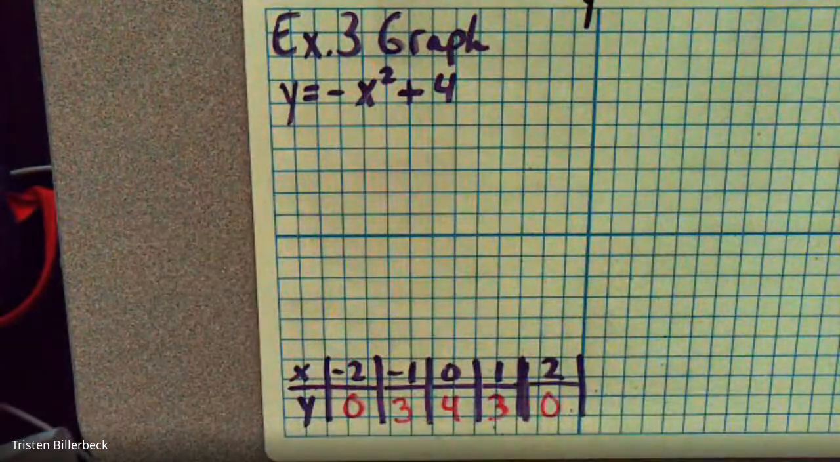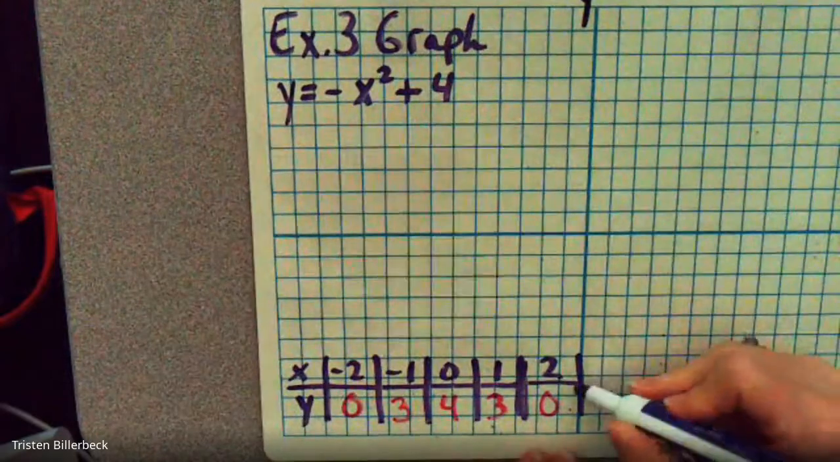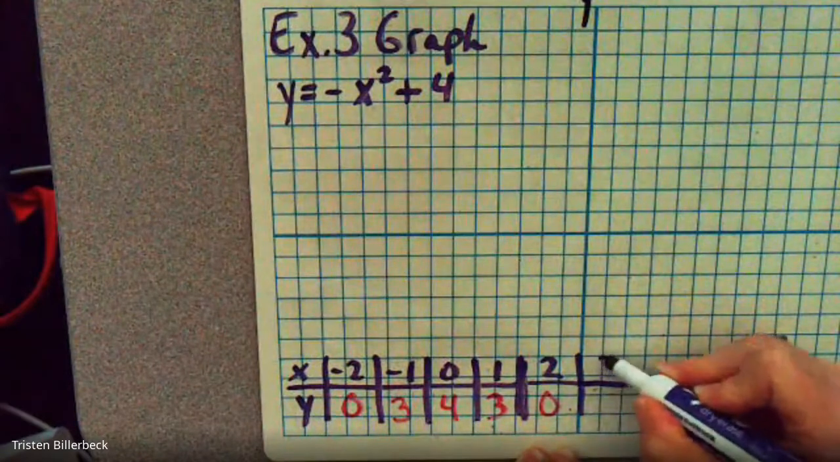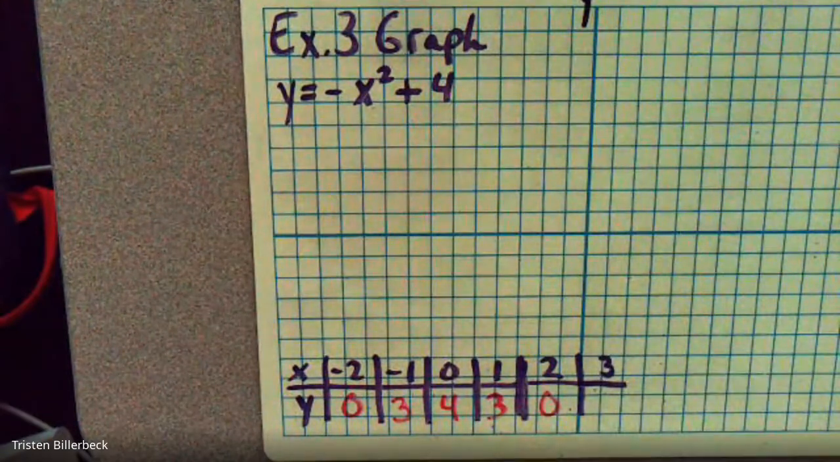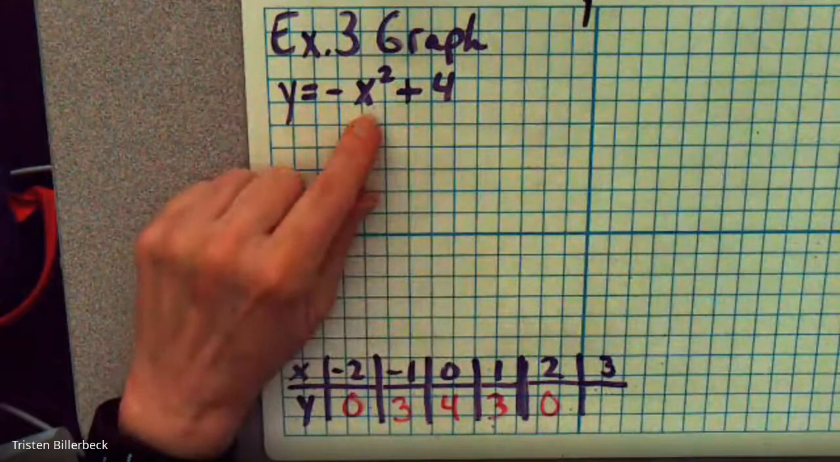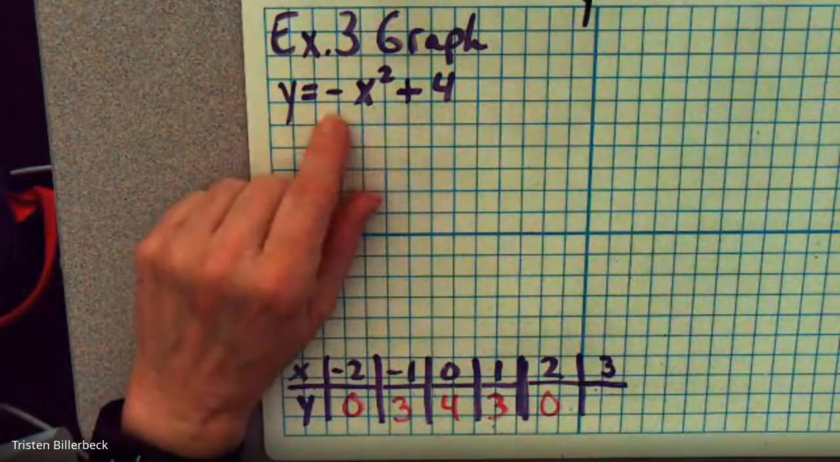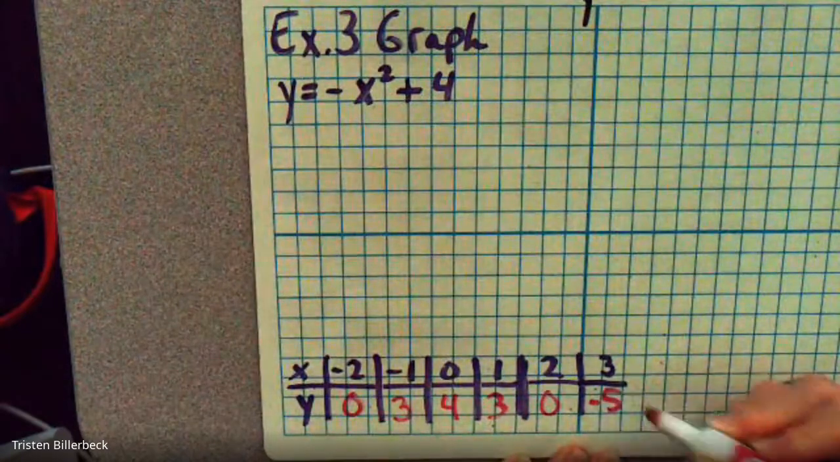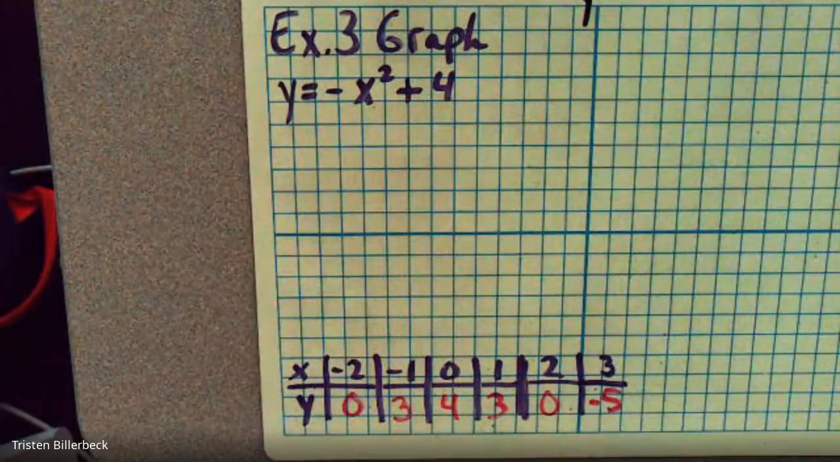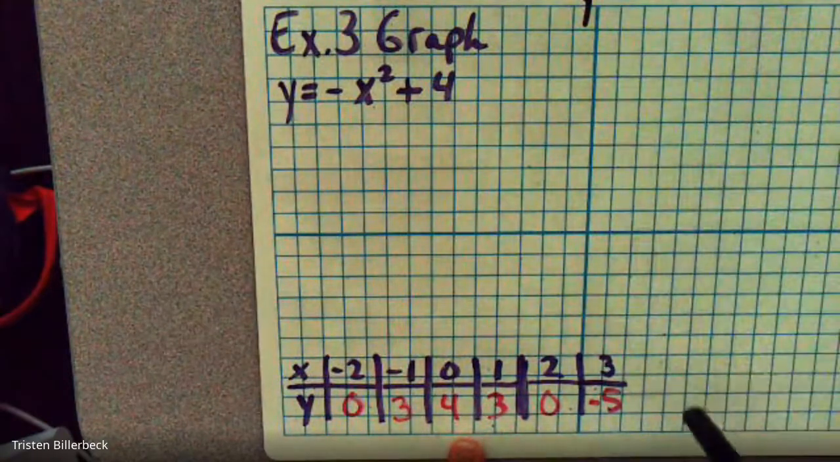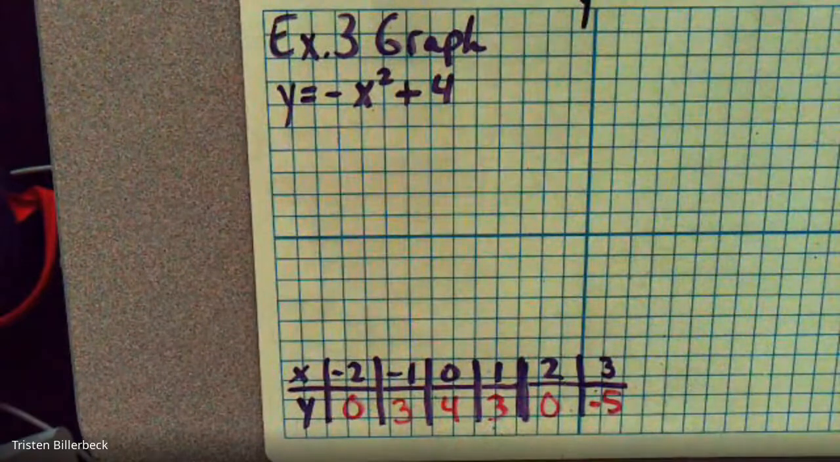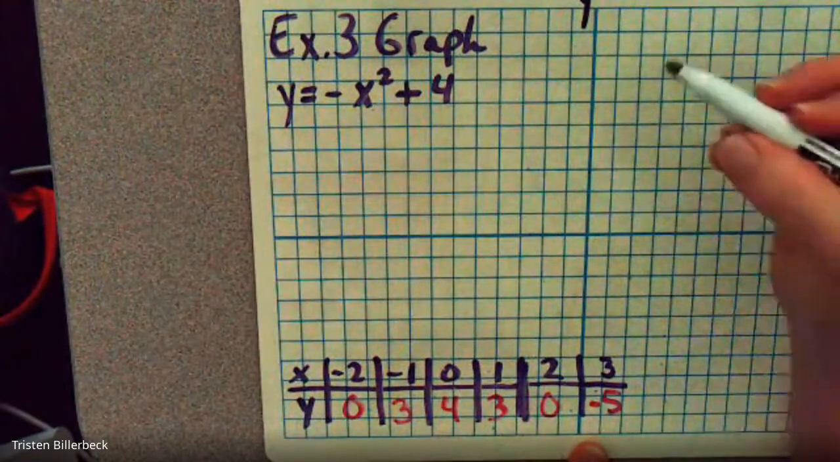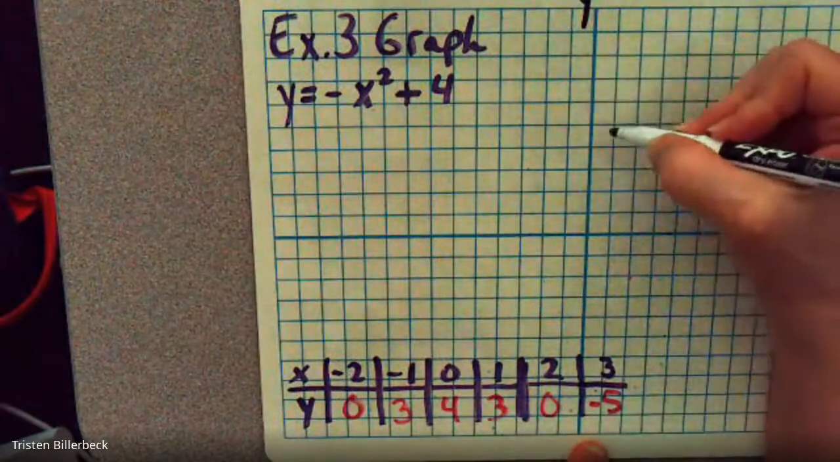Okay, I kind of want to see one more. So let's try 3. See where it is. Okay, so 3 squared is 9. -9 plus 4 is -5. All right, we've got plenty to graph. Okay, so we see that we're going from 4 down to -5. So I've gone into an area where I'm already working, which is a bummer.